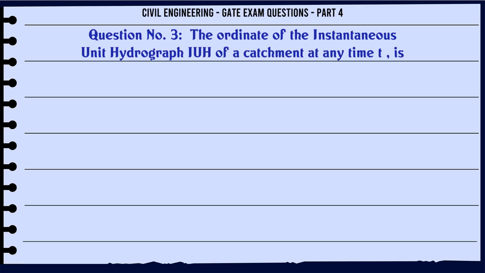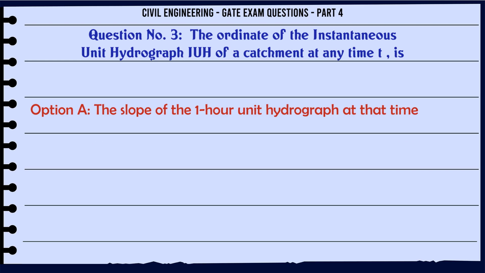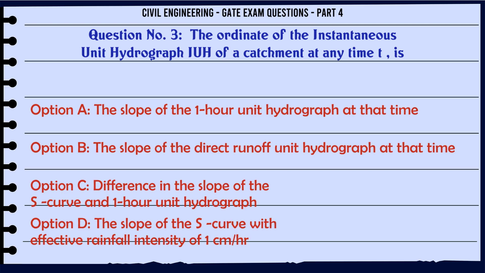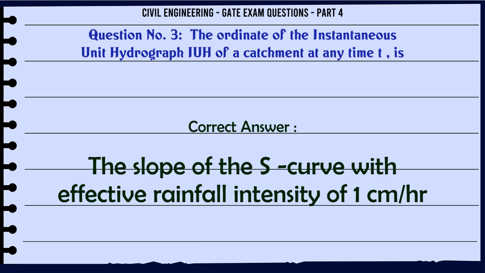The ordinate of the instantaneous unit hydrograph IUH of a catchment at any time t is A. The slope of the 1-hour unit hydrograph at that time. B. The slope of the direct runoff unit hydrograph at that time. C. Difference in the slope of the S-curve and 1-hour unit hydrograph. D. The slope of the S-curve with effective rainfall intensity of 1 cm/hr. The correct answer is the slope of the S-curve with effective rainfall intensity of 1 cm/hr.